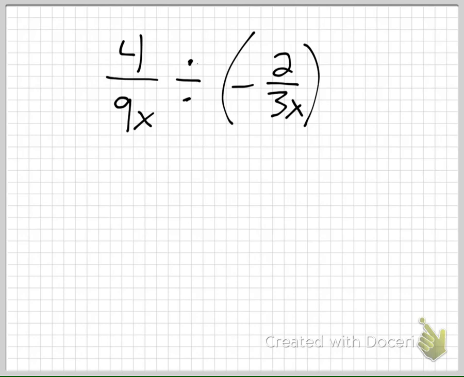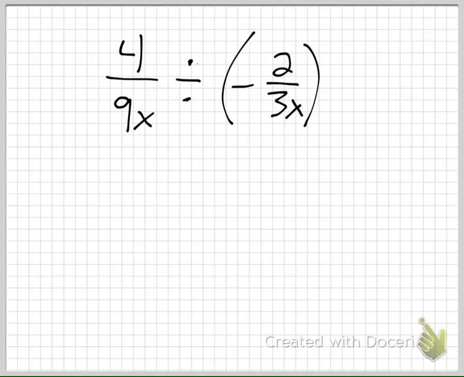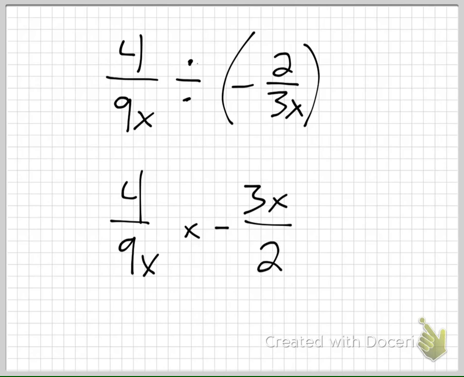Eyes up here now. So what is the rule about dividing fractions? You don't. So what do you do instead? You multiply by what? The reciprocal. You multiply by its reciprocal, right? So 4 over 9x times the reciprocal, negative 3x over 2.